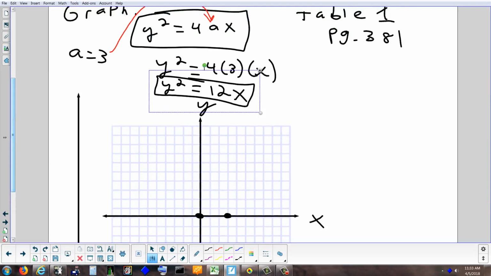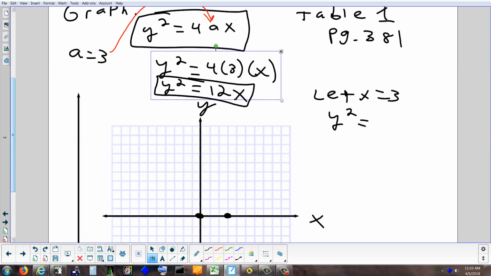Okay, so let's pick a number for x. And you can plug in anything you want. But to get y, we're going to have to take a square root. Why? Because y is squared. So it'd be nice if you give me a number for x that when I multiply by 12, I can take the square root of it. And then I don't need a calculator. 3. So let's let x equal 3. So you're going to get y squared equals 36. Okay, and again, you could have picked anything you want for x. 3 is a good one.